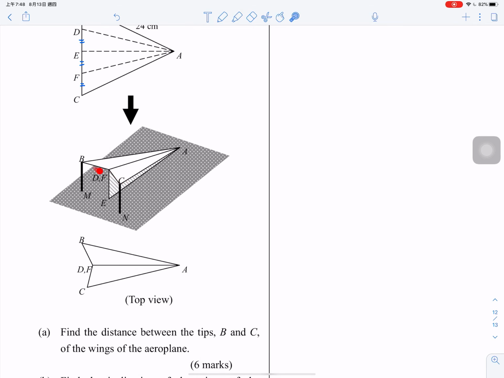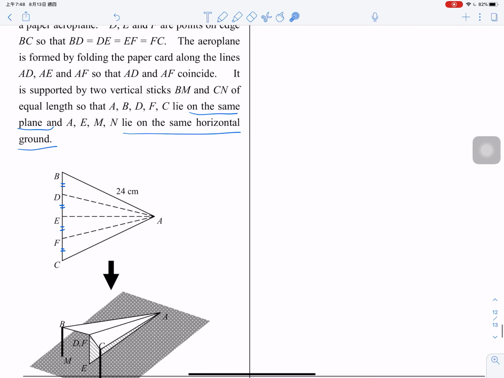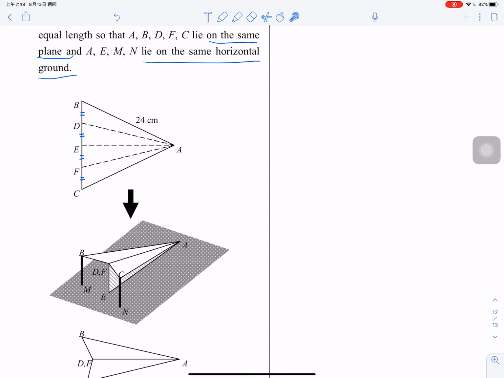That means here, this one and this one. What is the distance between them? Maybe not easy to understand, but at least we know how to fold this paper airplane. Okay, so let's see. Here we have 4 same lengths, right? And then we fold this paper airplane.